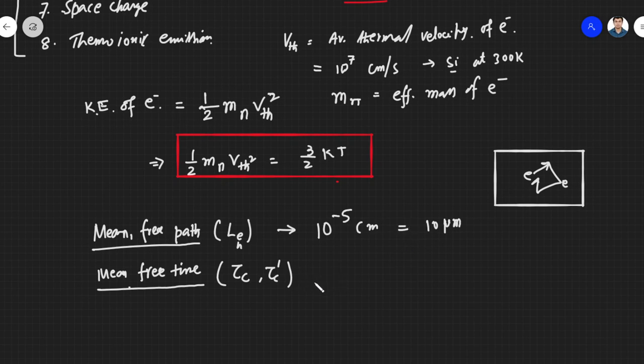So you can easily find out the mean free time then. Mean free time is the mean free path divided by velocity. So it will be 10 to the power minus 5 by 10 to the power 7 centimeter per second, so the unit will be second. It will be about 10 to the minus 12 second, which is 1 picosecond. It's very short. So each picosecond, each carrier undergoes a collision.